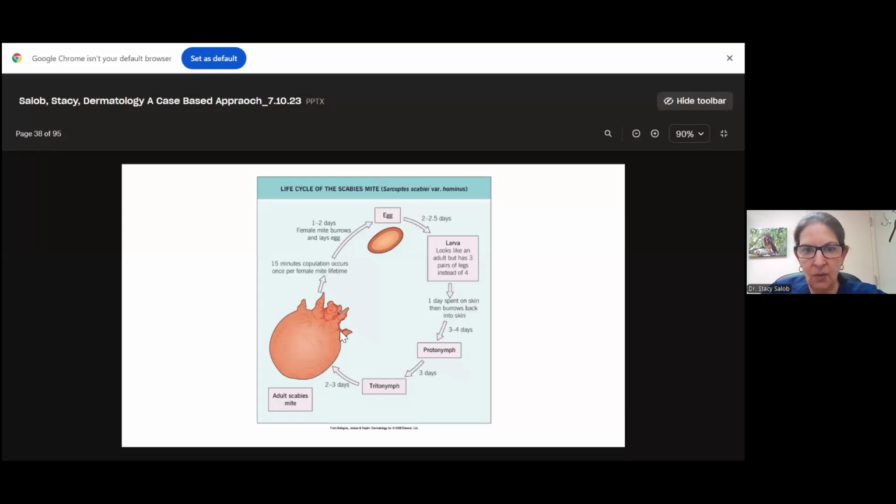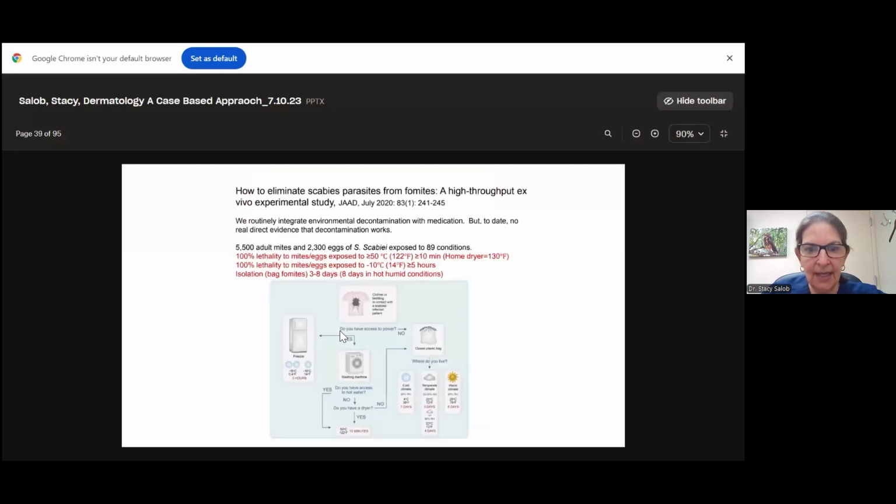The other option that you have is oral ivermectin, which is dosed based on weight. Again, you give 1 dose and repeat it in a week, because it's not quite as ovicidal as we like.